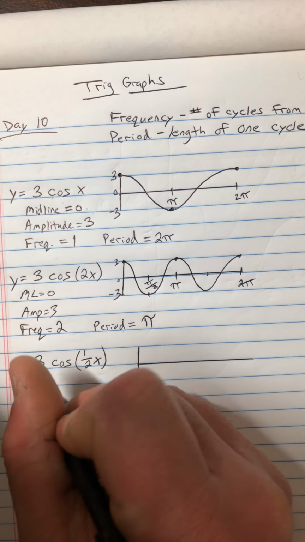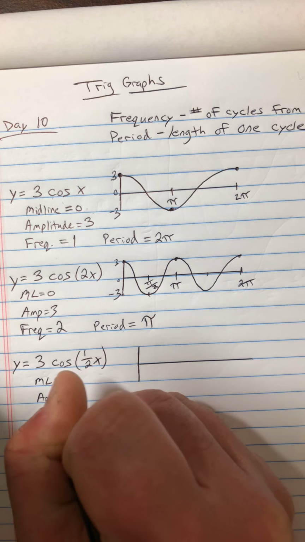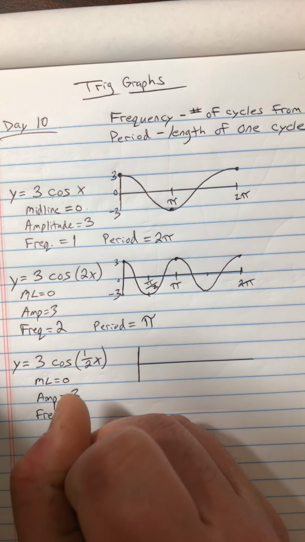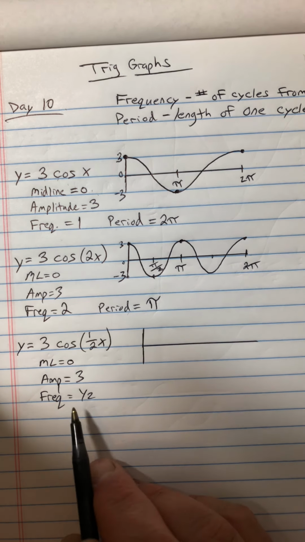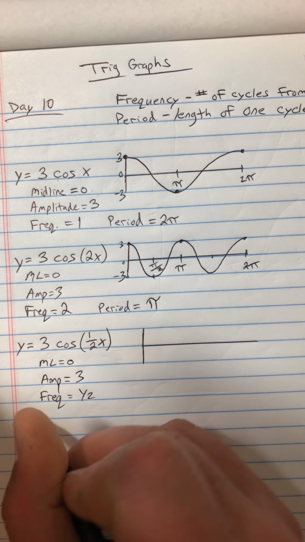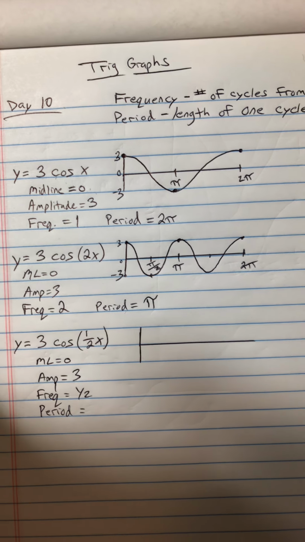Same idea, same picture. If you want to label everything or list everything out, midline 0, amplitude is 3, frequency is right there. I can see it. It's in the equation. It's 1/2. Think about it. If I have a half a cycle from 0 to 2 pi, right? That's what frequency means. What is the period going to be? There's a little formula for that. I'll give you that in a second.